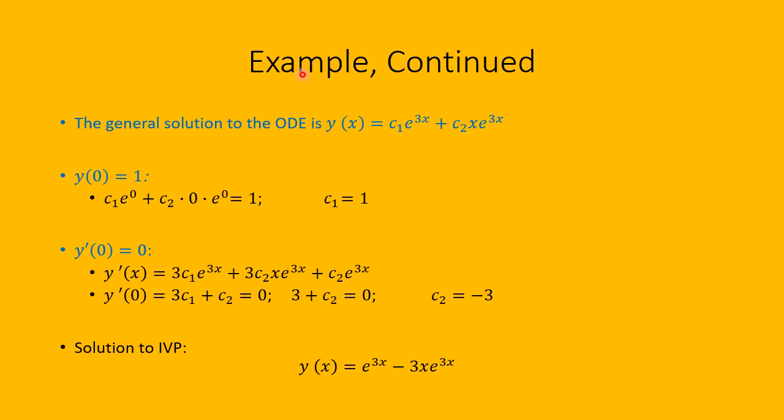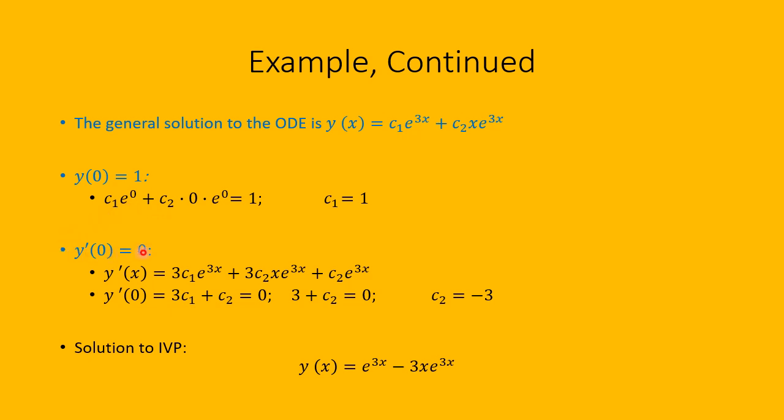Let's continue this example. So we saw that the general solution to the differential equation is c1 e to the 3x plus c2 x e to the 3x. The initial value problem had two initial conditions. The first one, y of 0 equals 1. Plugging 0 in for the x up here, we get c1 e to the 0 plus c2 times 0 e to the 0 equals 1. Let's remember that e to the 0 is 1. So this simplifies to c1 plus 0 equals 1. Thus, c1 equals 1.